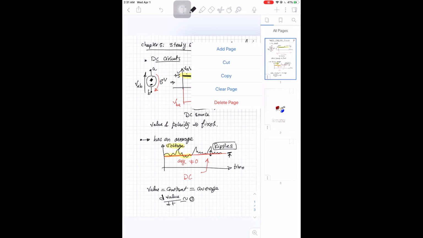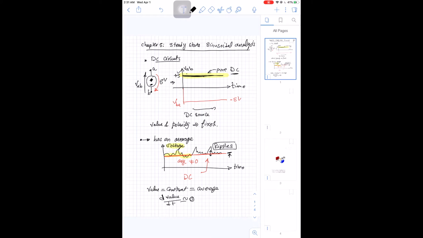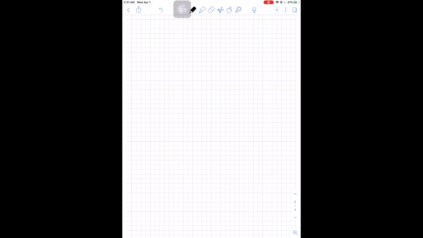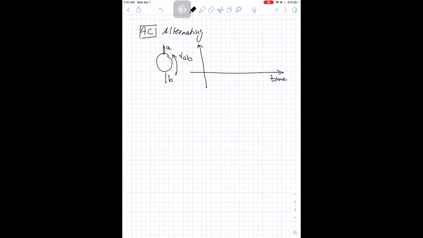Now let's go to the AC, alternating current. So the alternating current or the alternating voltage, if we go back to our source, terminal A, terminal B, and we sketch again our voltage VAB versus time to see how the voltage VAB will change with time. In case of AC, for example, we will see the voltage will be something like this.